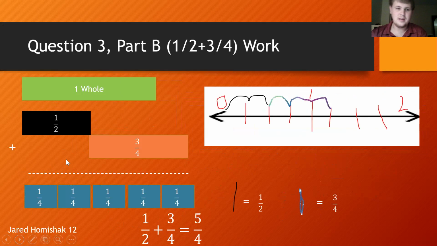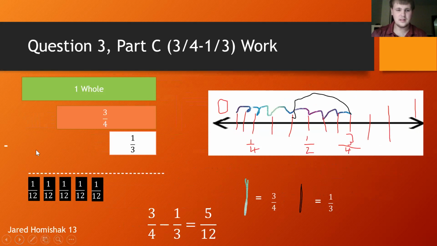For part B, yet again, 1/2 and 3/4. So 1/4, 2/4, 3/4, 4/4, and 5/4. The answer here is 5/4, which is a little above the whole mark. And yet again on the number line, 2/4, and then 3/4, 4/4, and 5/4. Now we get to subtraction.